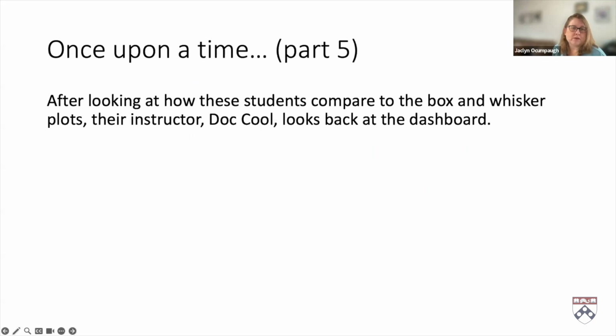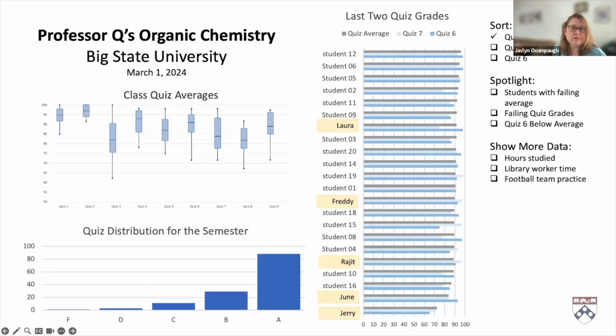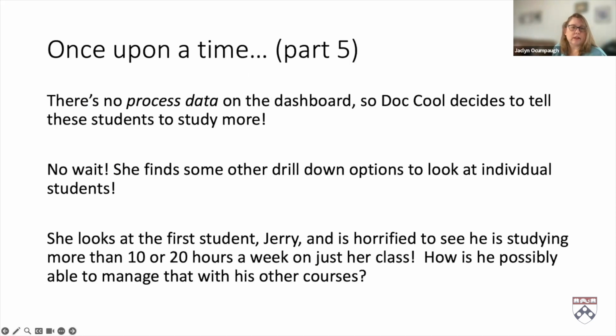We're in Once Upon a Time, Part 5. After looking at how these students compare to the box and whisker plots, their instructor, Doc Cool, looks back at the dashboard. So she sees that these 5 students are highlighted, but she's looked at them and some of them seem to be having bigger problems than others, and there's not a consistent pattern to which quizzes they're struggling on. So she starts thinking about it a little more. There's no process data on the dashboard, so Doc Cool decides to tell these students to study more. No, wait. She finds some other drill down options in the individual students.